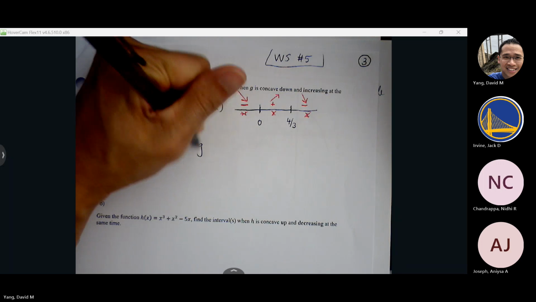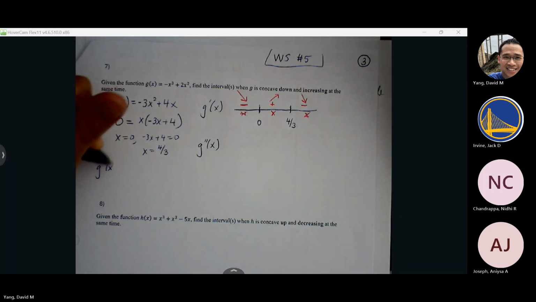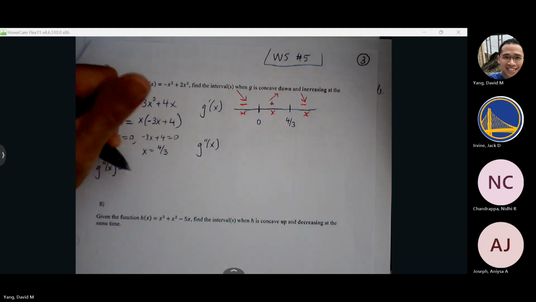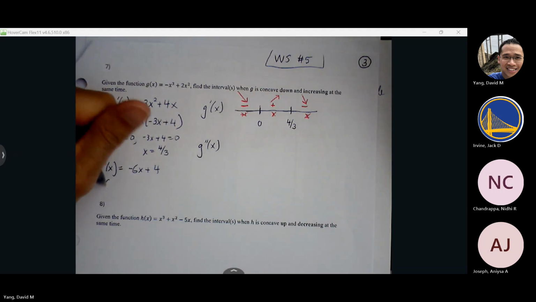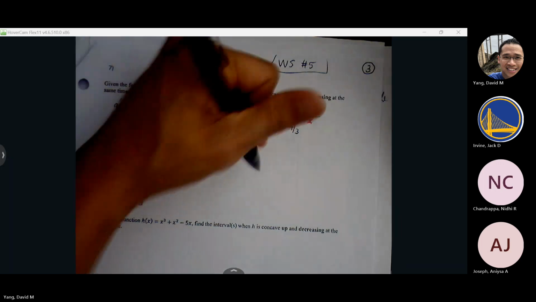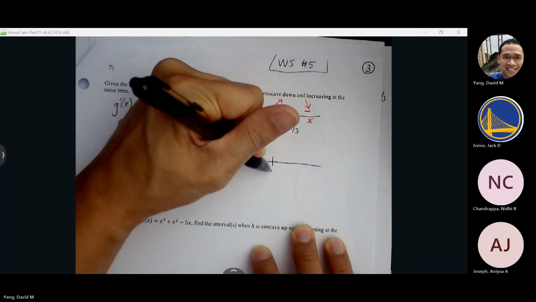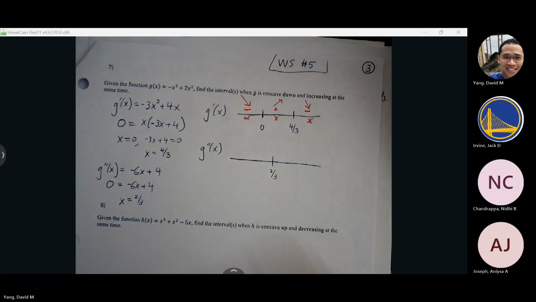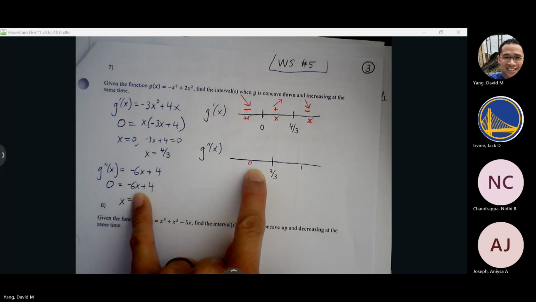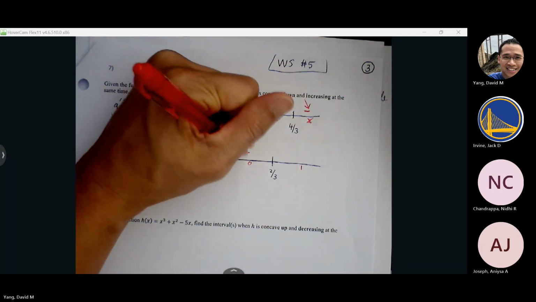G double prime. Right, 0 into G double prime, I'll get positive. One into G double prime, get negative.